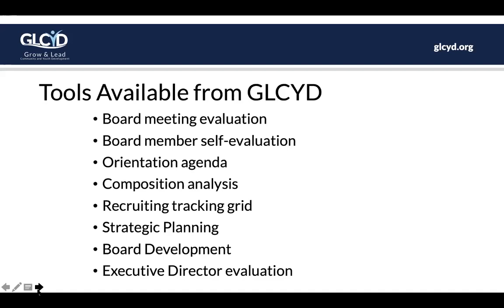One of my favorite tools is that recruiting tracking grid that's bullet point number 5, also known as a board matrix. It's fantastic. That kind of mixes with the composition analysis. The one I like has both people you're recruiting and people you already have, so you can get a really great view of where you're at. Again, making an orientation agenda.